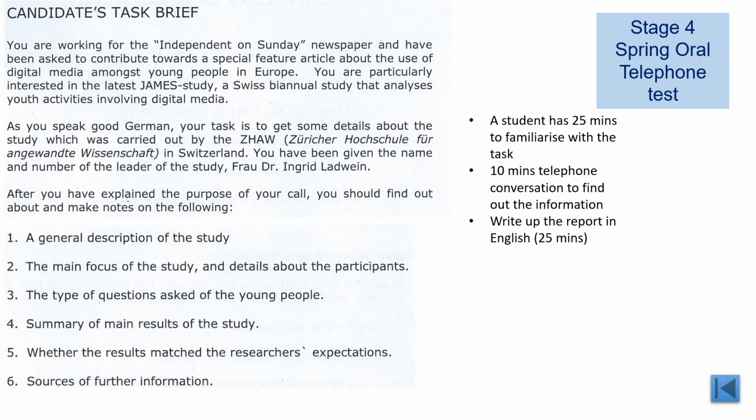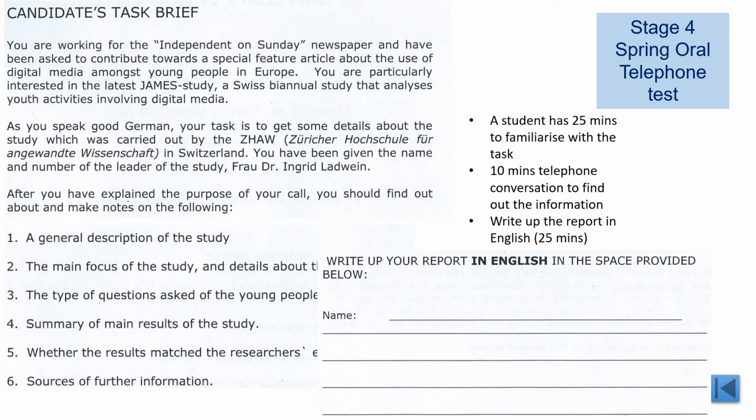This is an example of the telephone test in stage 4. Students are given a task brief in English, and they study and prepare how they can ask questions or get the information in the target language. And then the student will call the native speaker and have a conversation on the telephone, and within 10 minutes, the student needs to get the information in the task brief. And after the 10 minutes, the student will then write a report in English based on the information they got in the telephone conversation.